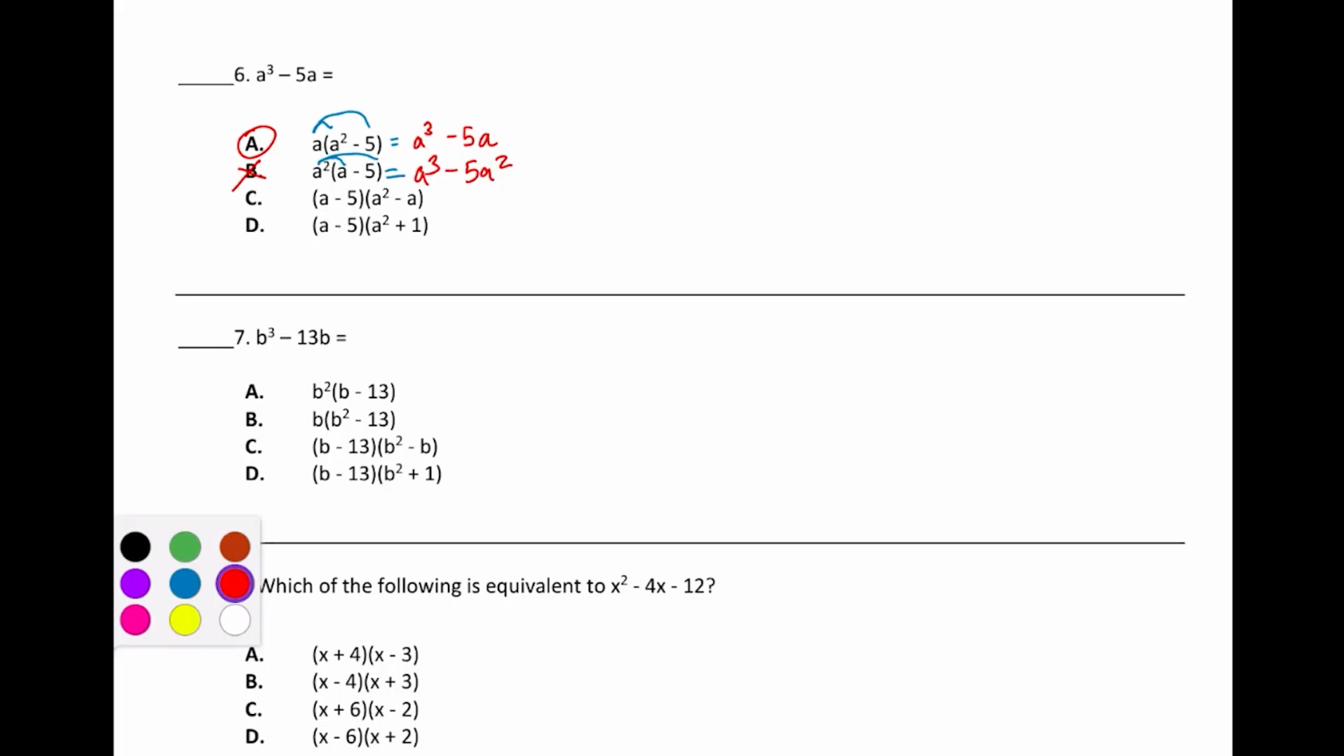For C, we're going to have to do two sets of the distributive property. A times A squared will be A cubed. A times negative A would be minus A squared. Negative 5 times A squared would be minus 5A squared. And then negative 5 times negative A would be positive 5A.